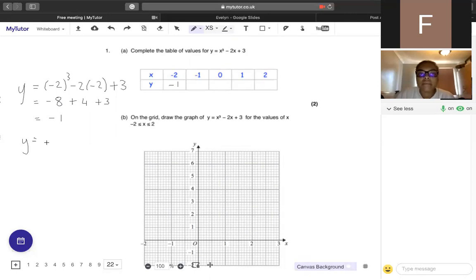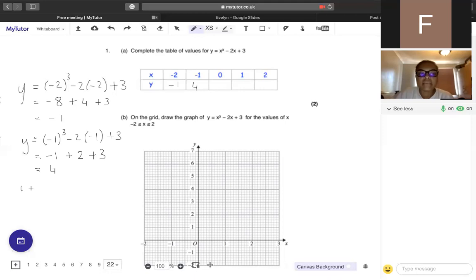Then we have (minus 1) cubed minus 2 multiplied by (minus 1) plus 3. So we're just substituting in for x equals minus 1. So (minus 1) cubed is minus 1. Then you have minus 2 multiplied by minus 1, which gives us plus 2, and then plus 3. So the answer to minus 1 plus 2 plus 3 is 4. So 4 is our next one.